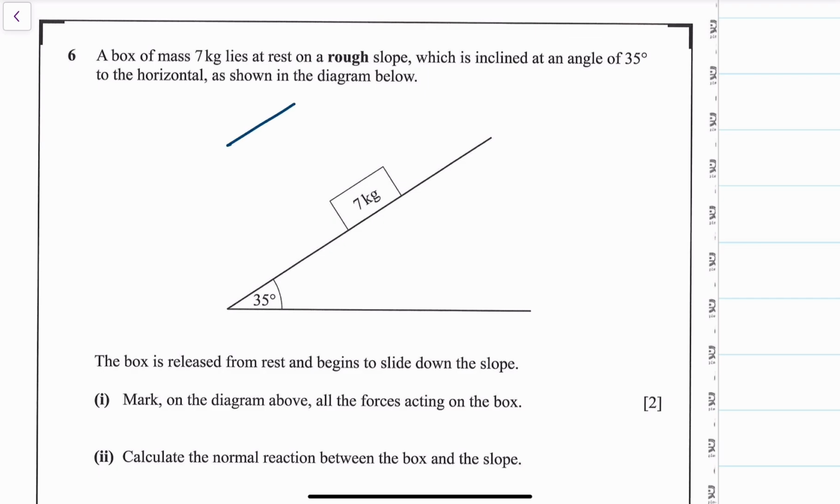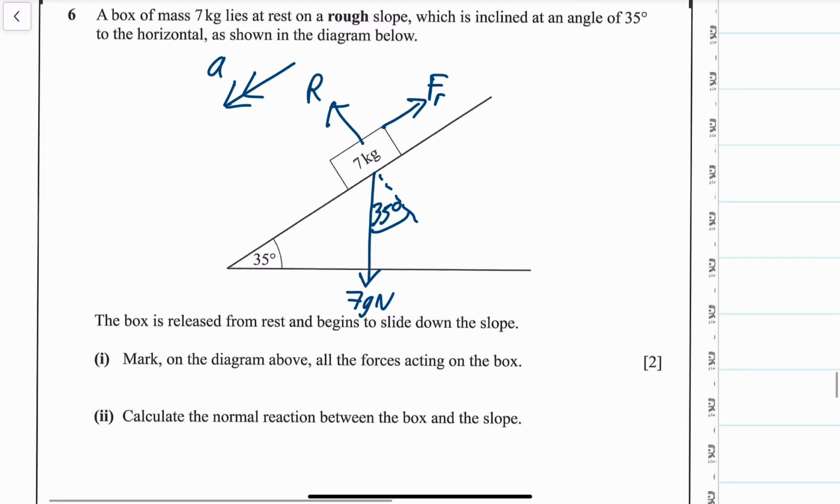So it's going to be accelerating down this way, and mark on the diagram all the forces. So you're going to have a frictional force, call that F subscript R. Do a vertical line going downwards, that's your 7g newtons. That's your normal reaction, that's 35 degrees. And there we go, and then we can start doing this thing.